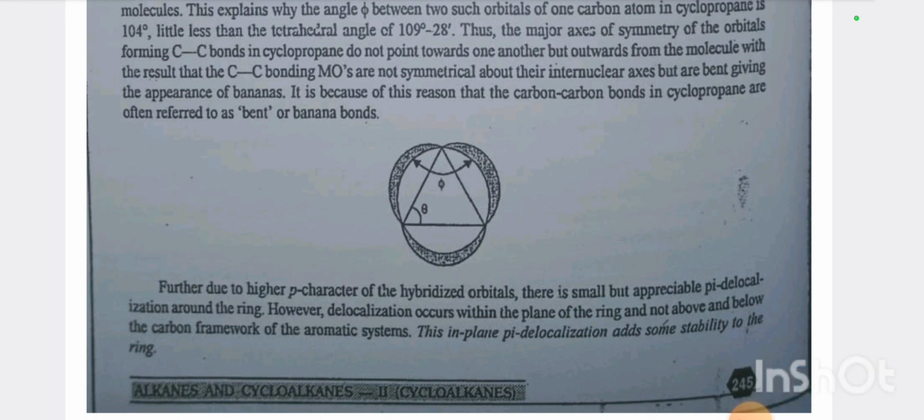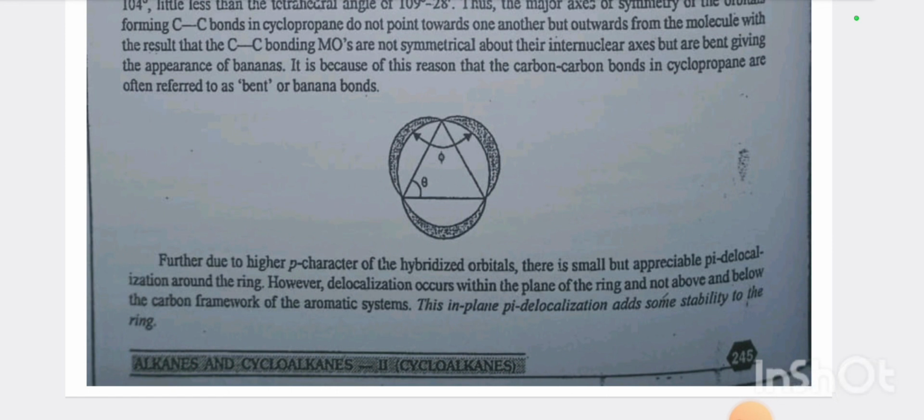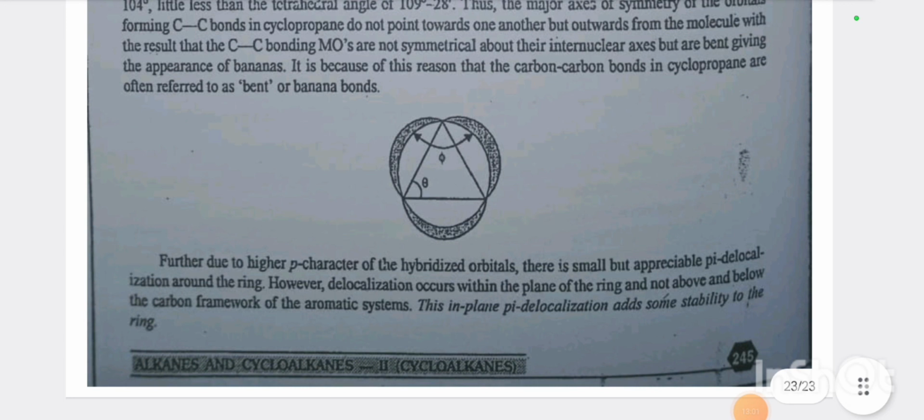Thus, the major axes of symmetry of the orbitals forming carbon-carbon single bonds in cyclopropane do not point towards one another but outwards from the molecule, with the result that the carbon-carbon single bonding molecular orbitals are not symmetrical about the internuclear axes but are bent, giving the appearance of bananas. It is because of this reason that the carbon-carbon bonds in cyclopropane are often referred to as bent or banana bonds. Further, due to the higher p character of the hybridized orbitals, there is small but appreciable pi delocalization around the ring.